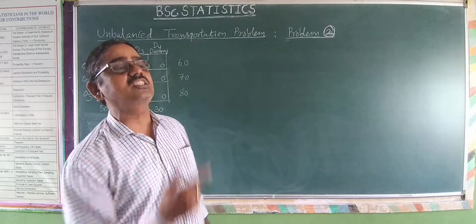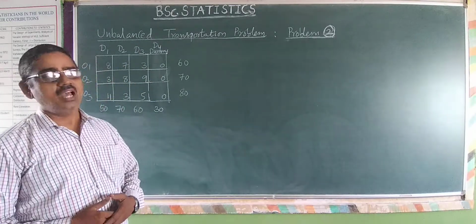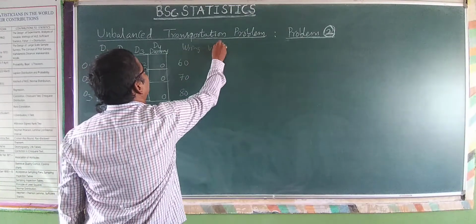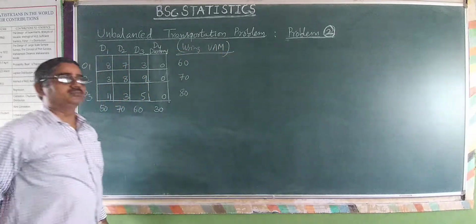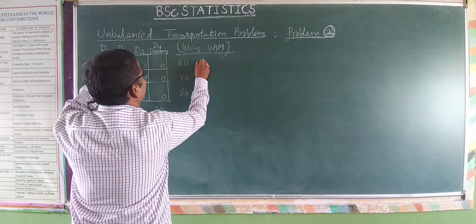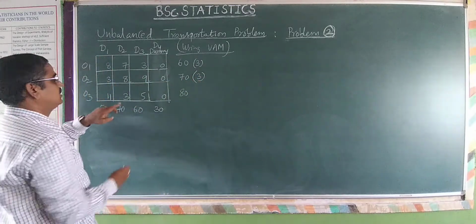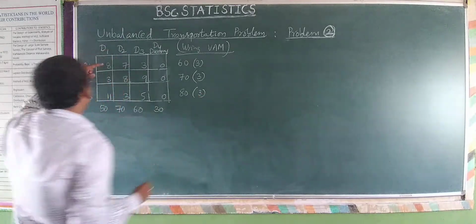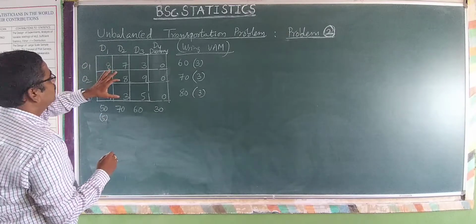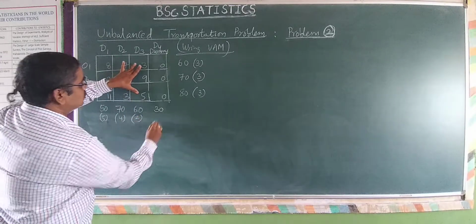Thereafter, you have to use one of the methods and calculate the initial solution. To calculate the initial solution, I am using VAM. I am calculating the initial basic feasible solution using VAM. So calculate the penalties first. 3 minus 0, it is 3. This 3 minus 0 again, smallest and next to smallest, it is also 3. 8 minus 3, it is 5. 7 minus 3, it is 4, smallest and next smallest. 5 minus 3 is 2. 0 minus 0 is 0.